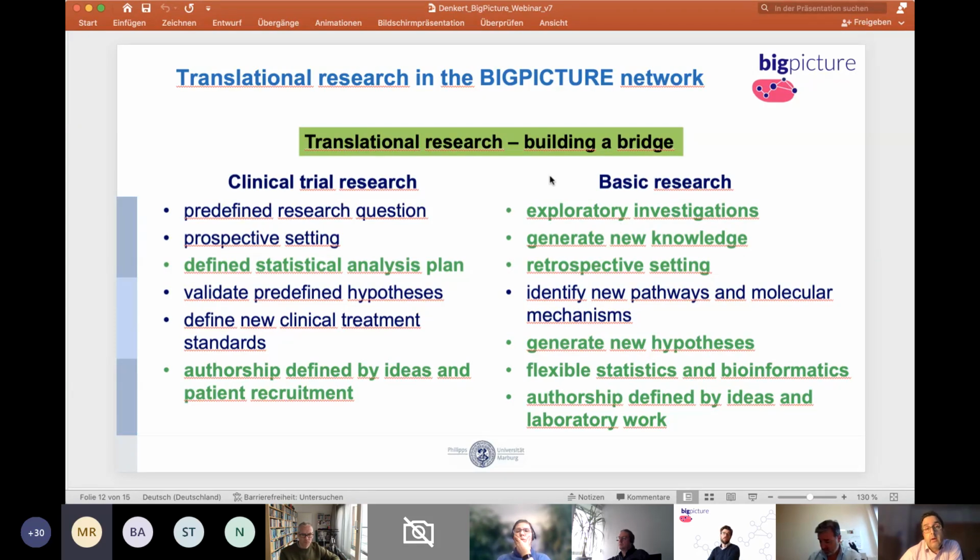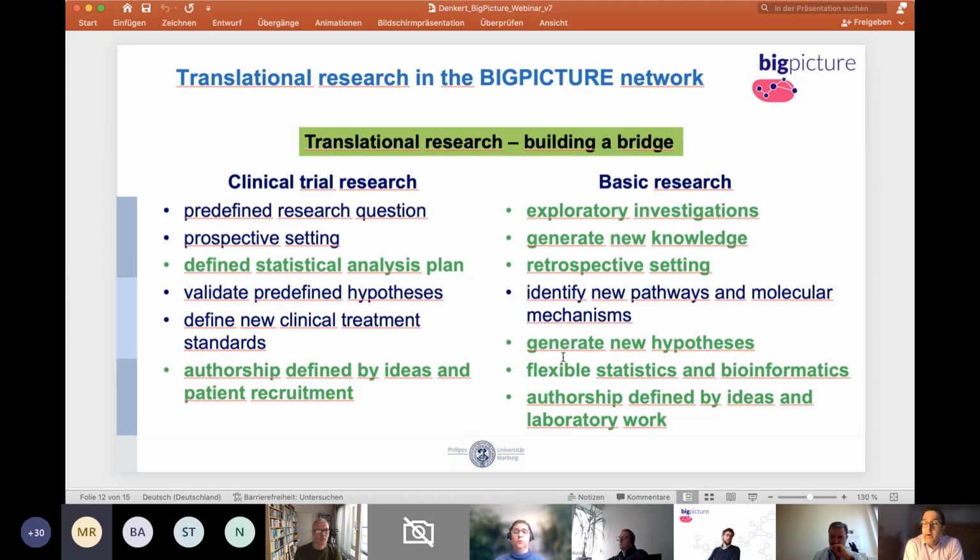So in a good translational research project, it's important to have a defined statistical analysis plan, although it's not done in a prospective setting as a clinical trial, but in a retrospective setting with available tissue. We are able to generate new hypotheses. Obviously, we can also validate predefined hypotheses, and we have to be somewhat more flexible with the statistics and bioinformatics if we are doing this in a basic research setting.